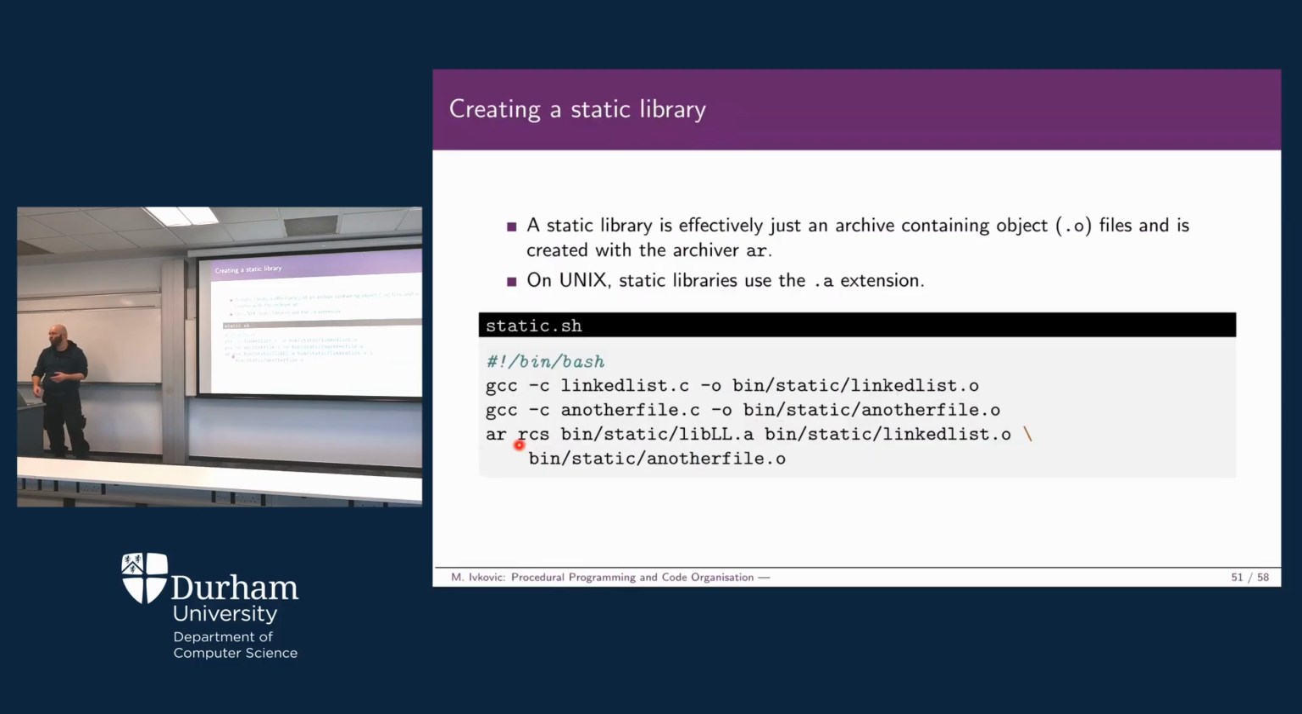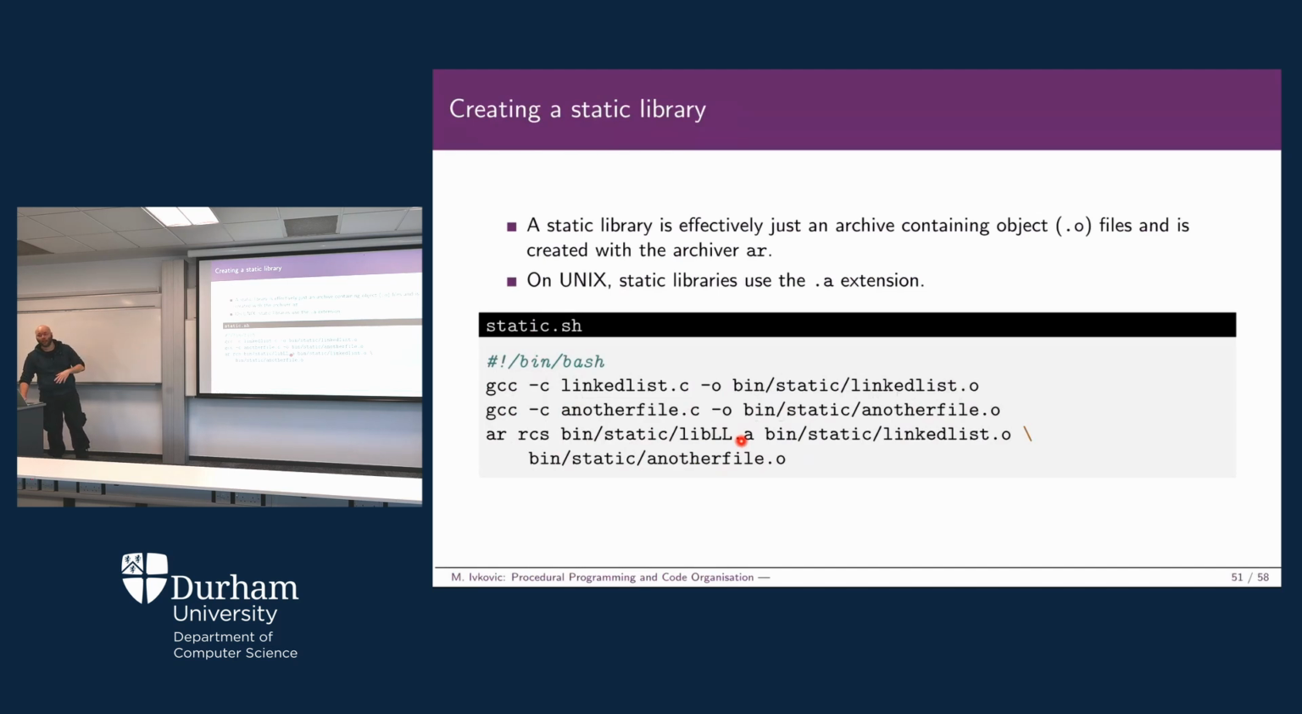And here, rcs is the command to make an archive out of these two files that we just compiled, so linkedlist.o and anotherfile.o, and I'd like it to be named libll.a. The rcs here are basically just flags for the archiver program, and ar should come with GCC, so you should have that as well. So yeah, I want to call the library libll.a. Okay. Very good. Now we have a library.